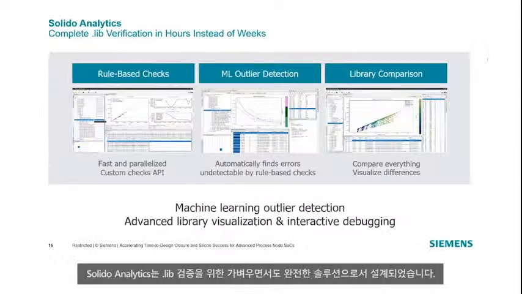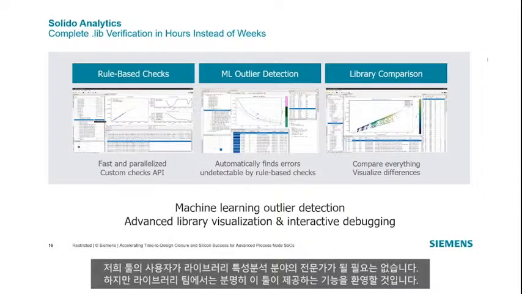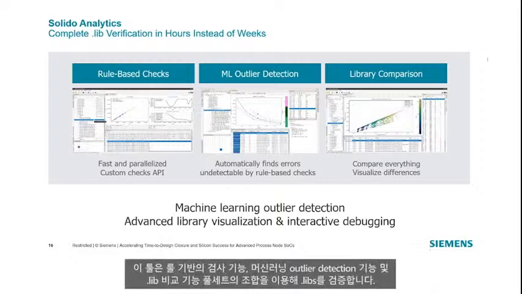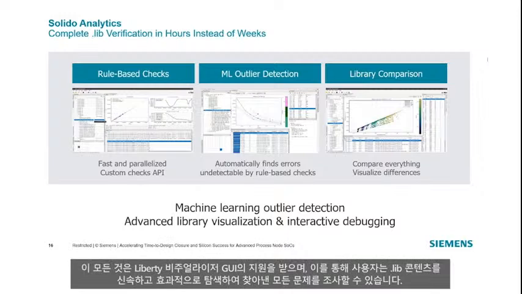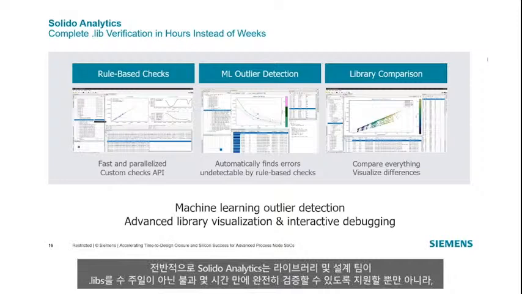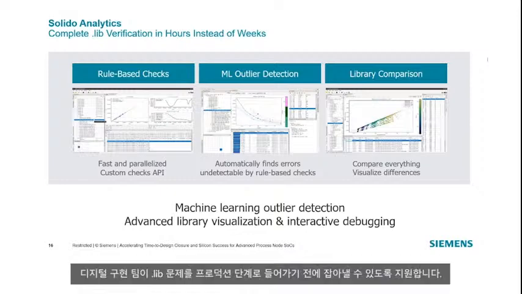Solido Analytics is designed to be a lightweight, yet complete solution for .lib verification. Our users don't have to be experts in library characterization, although library teams will definitely appreciate what the tool offers. It verifies .libs using a combination of rule-based checks, machine learning outlier detection, and a full set of .lib comparison capabilities, all supported by a Liberty Visualizer GUI that allows users to quickly and effectively explore .lib contents and investigate any issues that are uncovered. Overall, Solido Analytics helps library and design teams fully verify .libs in hours instead of weeks, and also helps digital implementation teams catch .lib issues before going into production.